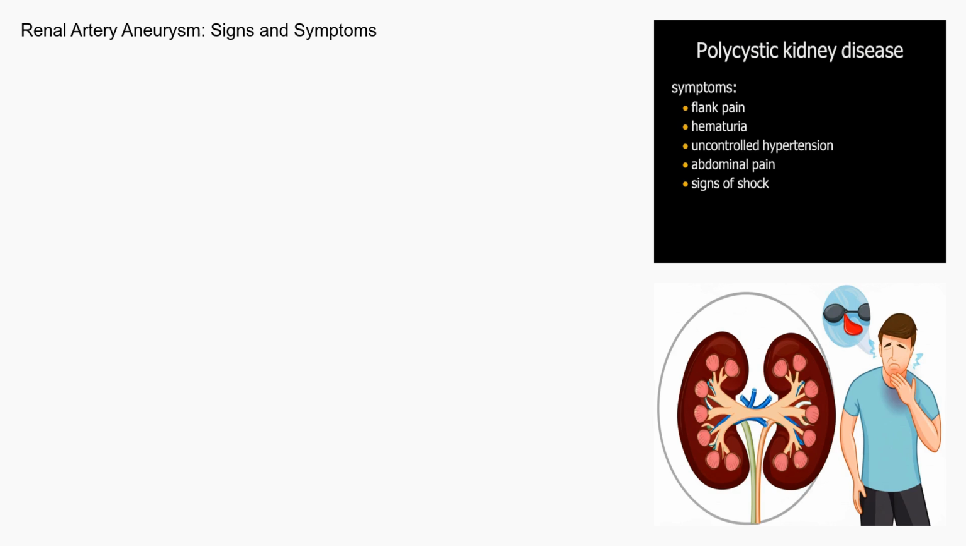Now, what are the signs and symptoms? The tricky thing about renal artery aneurysms is that they are often asymptomatic, meaning they don't cause any noticeable symptoms, especially when they are small. Many are discovered incidentally during imaging tests for other conditions. However, larger aneurysms can cause symptoms, including flank pain, pain in the side of your abdomen or back, high blood pressure that is difficult to control, or even hematuria, blood in the urine. In rare, severe cases where the aneurysm ruptures, symptoms can include sudden, severe abdominal or back pain, dizziness, and signs of shock. This is a medical emergency requiring immediate attention.